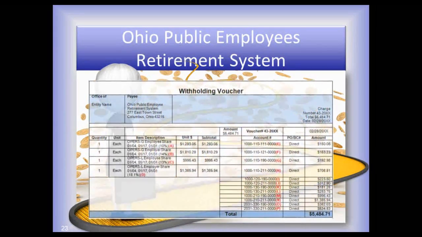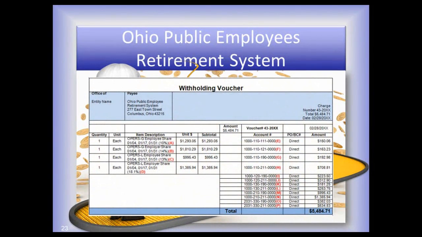The OPERS payment is prepared once a month, paying for the previous month's retirement withholdings. The payment and report are due to OPERS by the end of the following month. For example, January is due by the end of February. Remember that OPERS contribution due date is determined by pay period end date, not payment date.